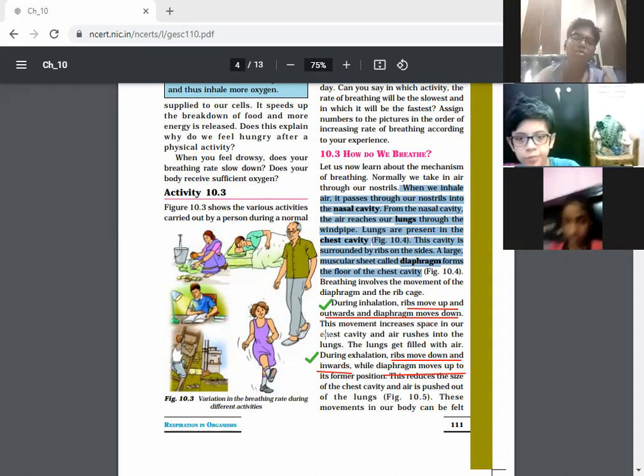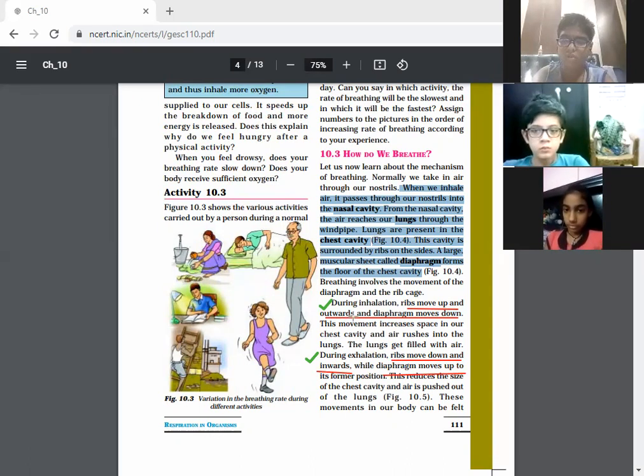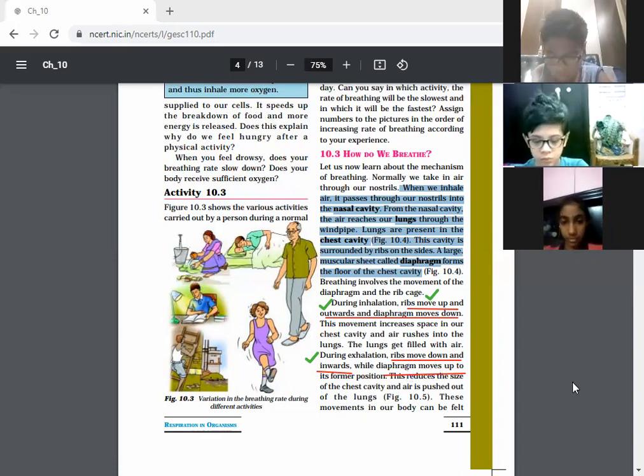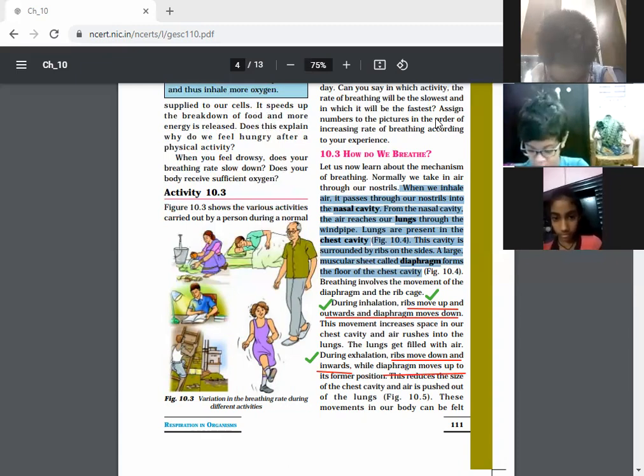Take a long breath. At this time, what happens? Ribs move up and outward, and the diaphragm moves down. Now exhale. Exhale your air. Ribs move down and the diaphragm moves up. So this is the position during inhalation and during exhalation.